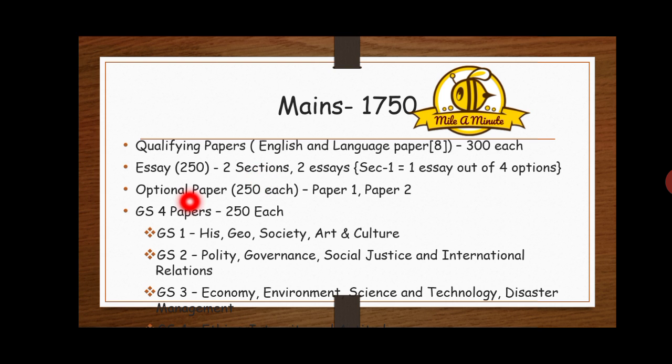Then you will have an optional paper. There are 2 optional papers. In the optional paper itself, you will have paper 1 and paper 2. So, 250 marks each. So, the optional paper itself contains 500 marks. You need to select one optional paper. Say, sociology, psychology, geography. You need to select any optional paper which you are interested in.